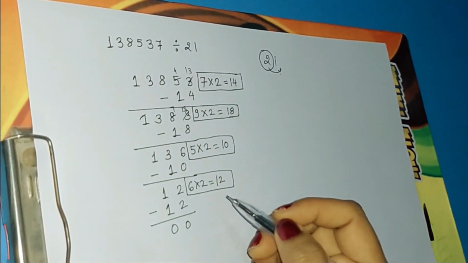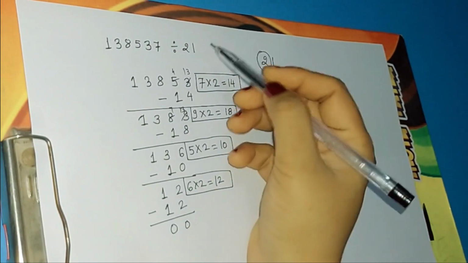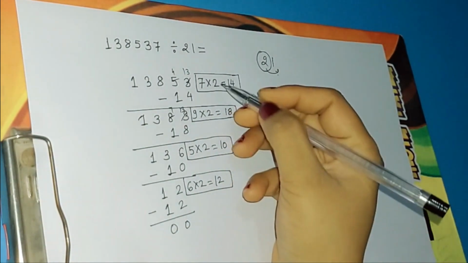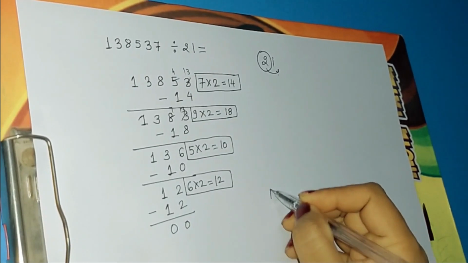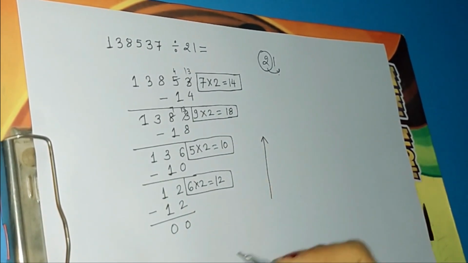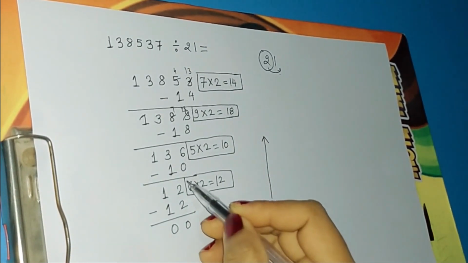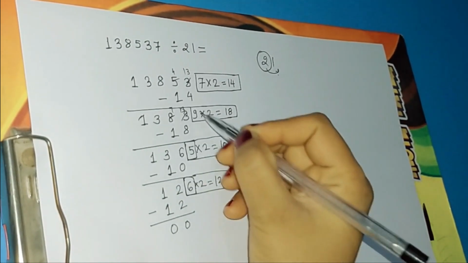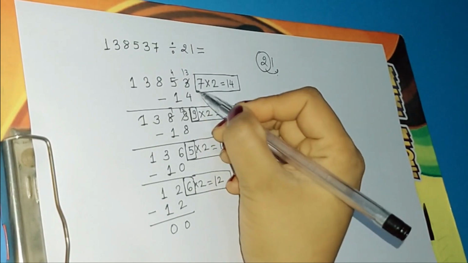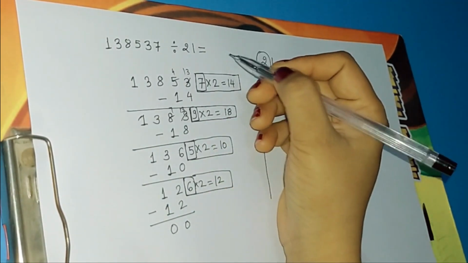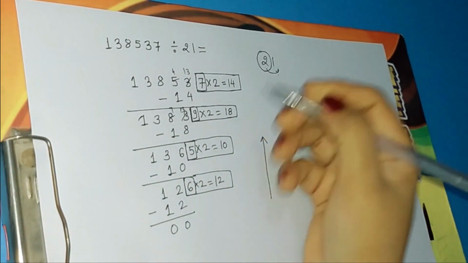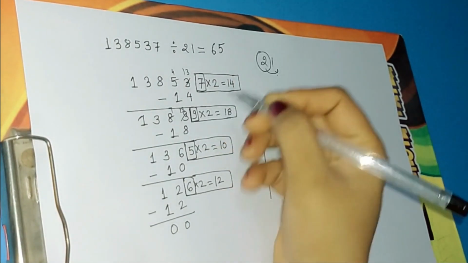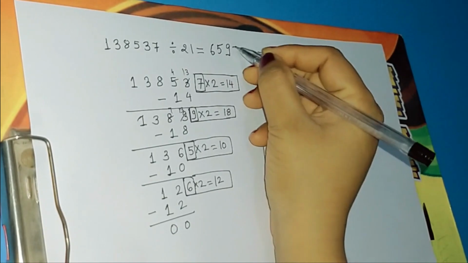And if we want to know the quotient, we can find it through this method. We need to go from the bottom to up. You can see that the numbers 6, 5, 9 and 7 are the exact quotient of our number. So our quotient is 659 and 7.